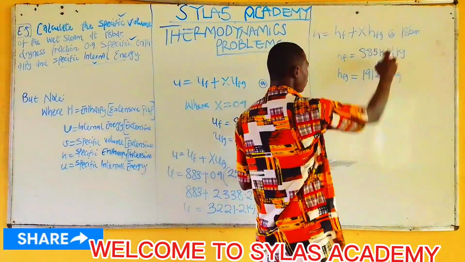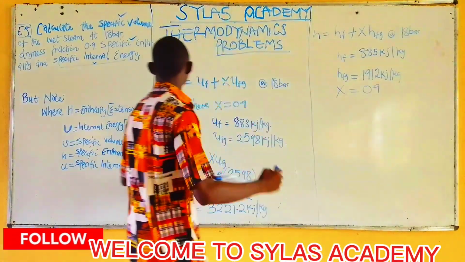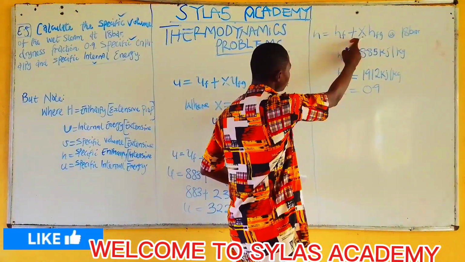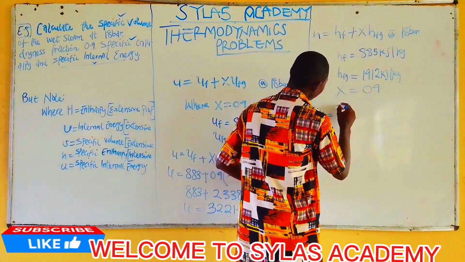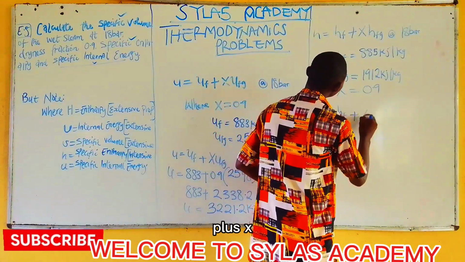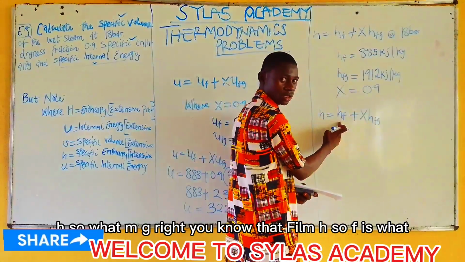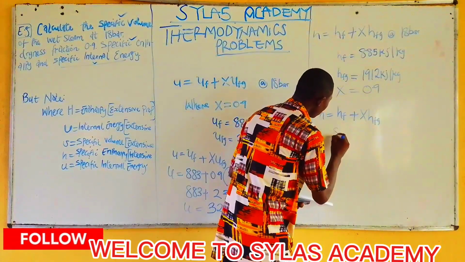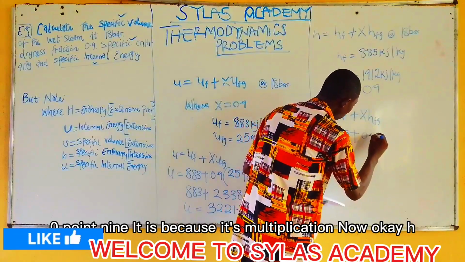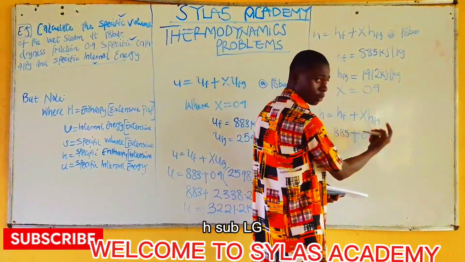Okay, don't forget all at 18 bar. But you know that your x is equal to 0.9 from this number, right? Now, since I'm using this formula, h is equal to h sub f plus x h sub mg, right? You know that your h sub f is 885, plus x is 0.9 into, because it's multiplication, h sub mg.